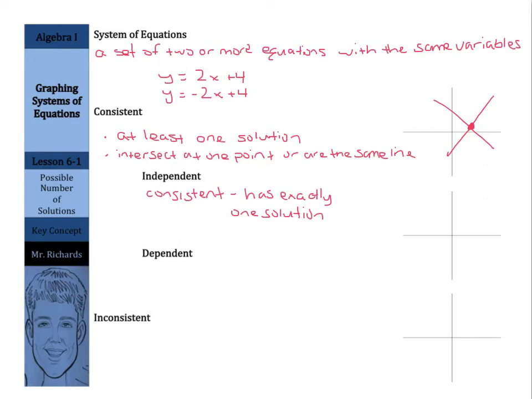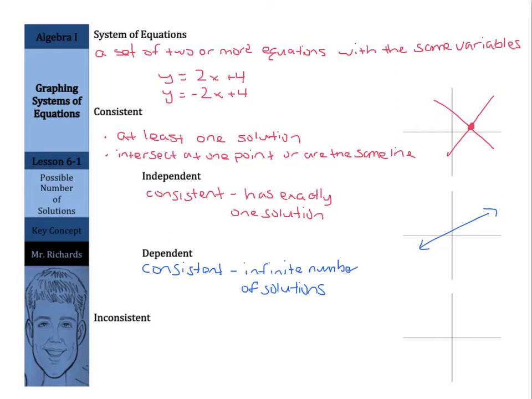Now, if it's described as being dependent, that's again a form of consistent, but this is where it has an infinite number of solutions. It's consistent and dependent. Basically, maybe there are two different equations, but they form the same line. That is an example of a dependent system of equations.